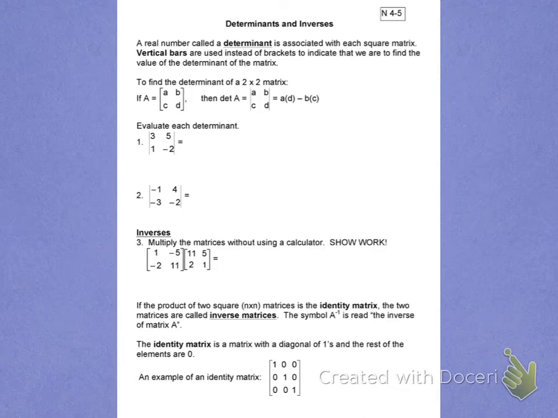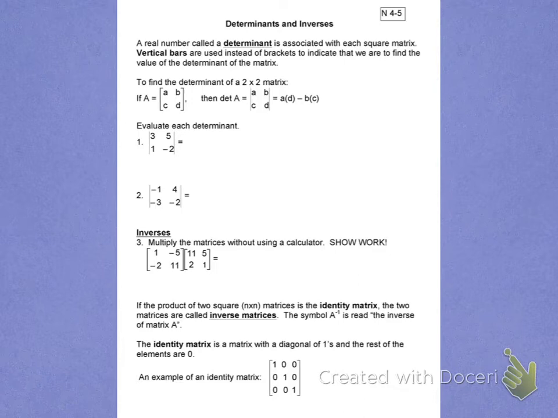Now a real number called a determinant is associated with every square matrix. So remember, the matrix has to be a square matrix, 2 by 2, 3 by 3, 4 by 4. Now we are only going to learn to do by hand, without a calculator, 2 by 2 matrices. In college algebra, I require that students learn 3 by 3, but the larger the dimensions, the more difficult it is to find the determinants.